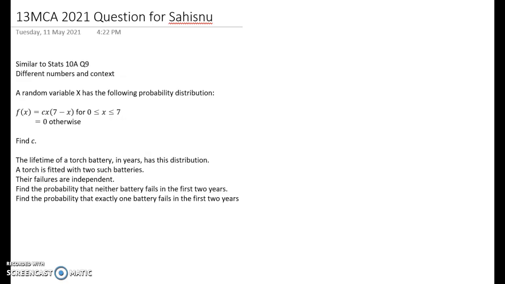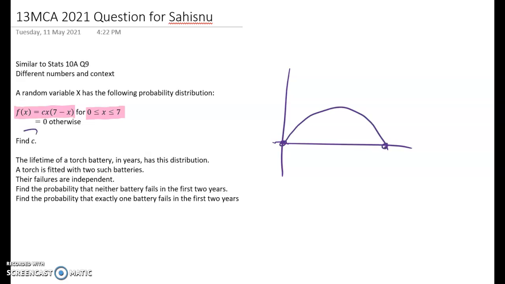So we've got a random variable x, and it's got this probability distribution. The most important thing is that when x is between 0 and 7, the probability density function is given by this function here. Otherwise, it's 0. If you picture that, we've got some kind of upside down parabola like this. And we have to figure out, first of all, what C is. We have to find that so that the area under that whole curve is equal to 1.